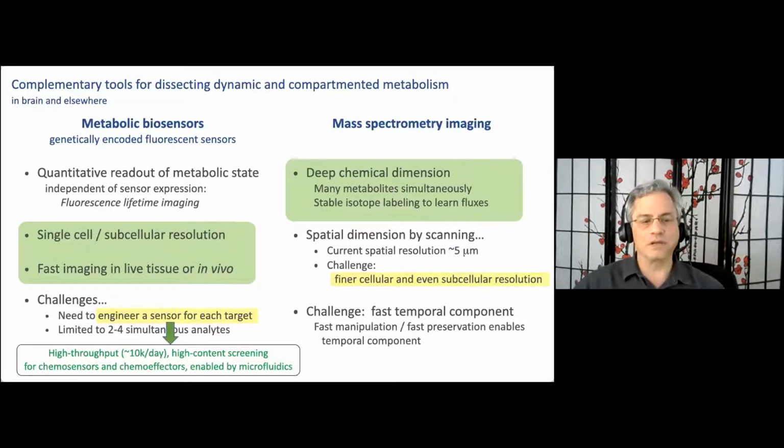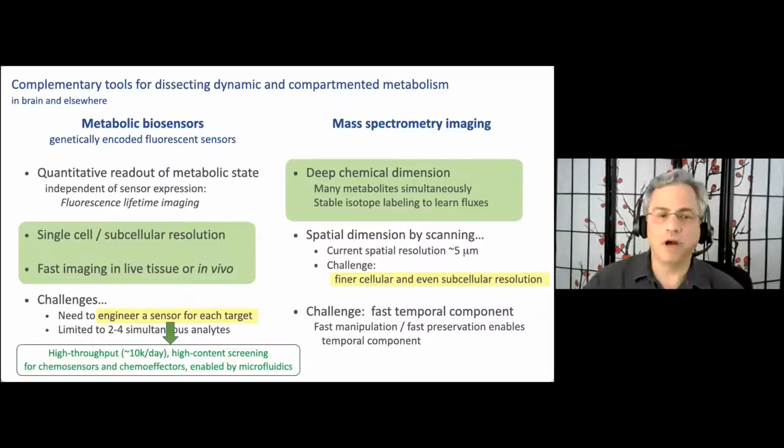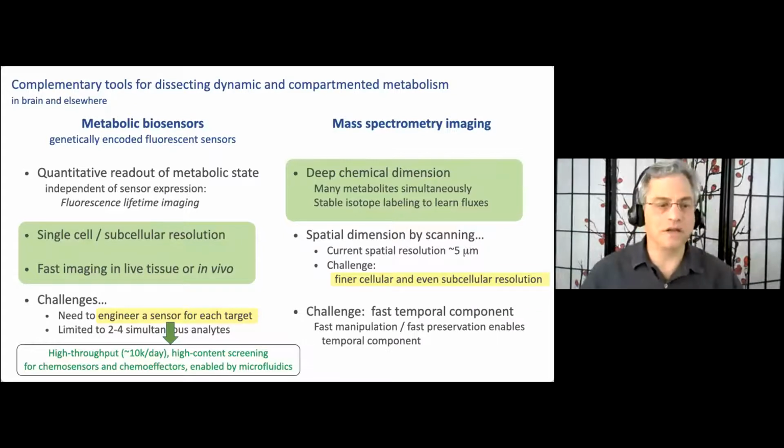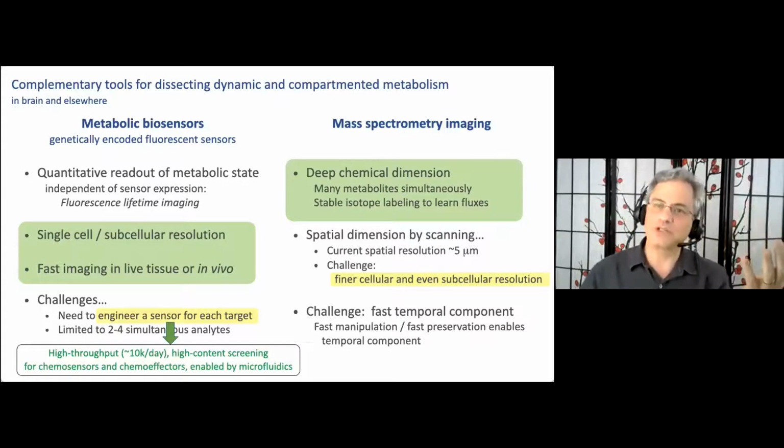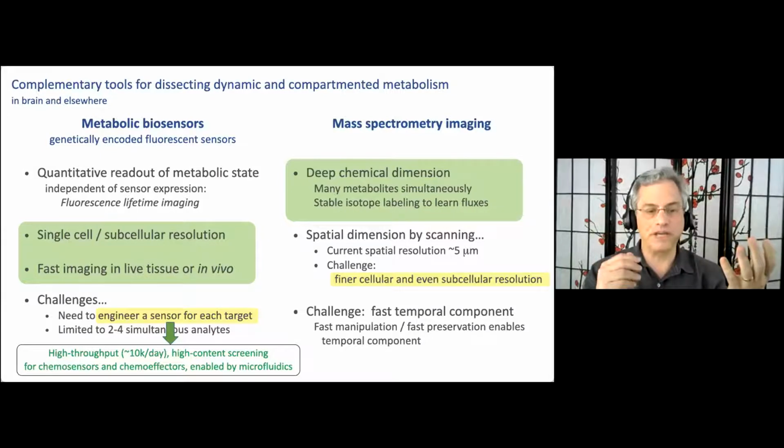And we've recently completed the development of a very high throughput, high content screen for both chemosensors and chemo effectors, like the one I was talking about before, based on Vamsi's LB-NOX enzyme, and this screen is enabled by microfluidics. So I think these are the two very good complementary techniques that address different sides of this multi-scale nutrition and metabolism question that are really worth pursuing.